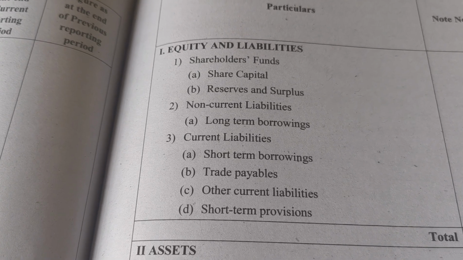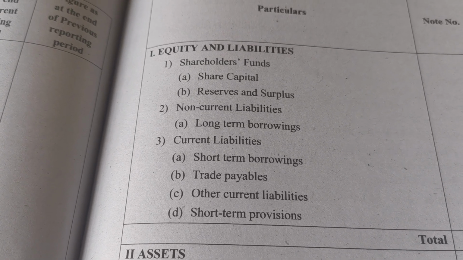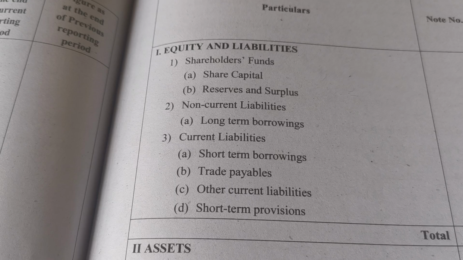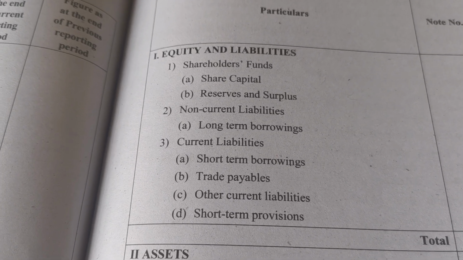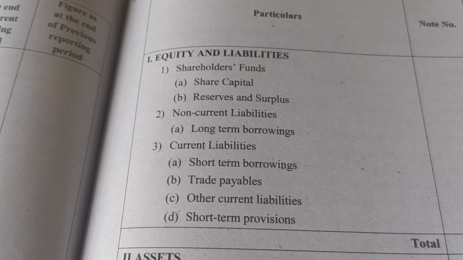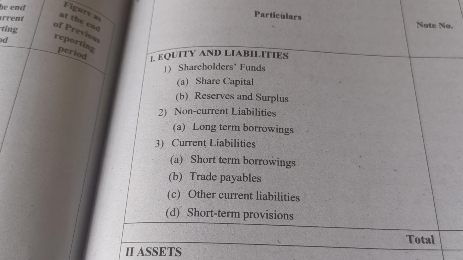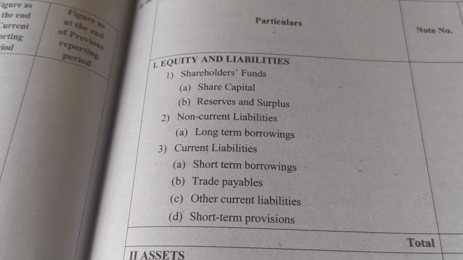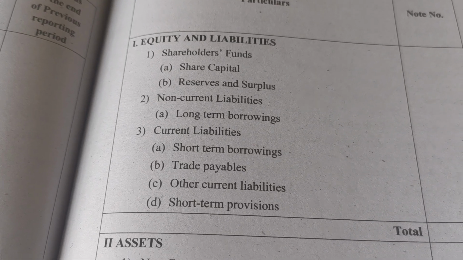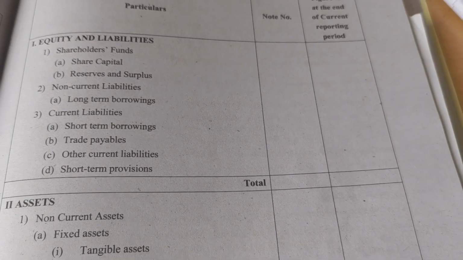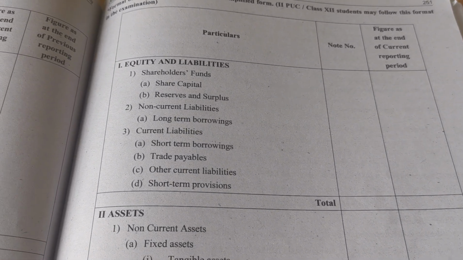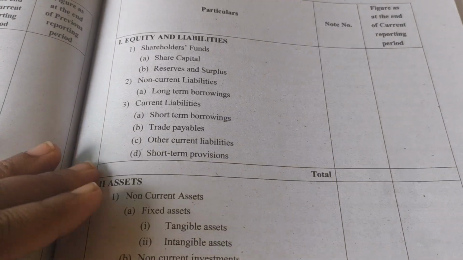Then current liabilities. In current liabilities, you come across the short-term borrowings. Short-term borrowings means bank overdraft, bank loan for a short period. Then trade payables, which means creditors, bills payable, such things come under trade payables. And other current liabilities, like outstanding salary, outstanding rent, come under other current liabilities. And short-term provisions, if you make a provision for taxation, will be entered in the short-term provisions. This is concerned with the liabilities.